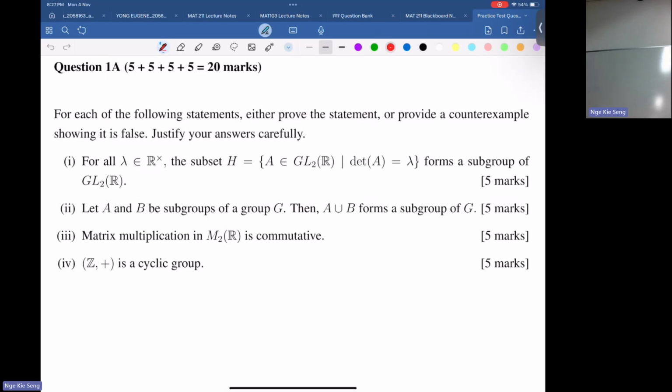Okay, anyway, first, when you read this question, make sure you understand what the question is asking. Okay, Jasmine, do you know what the first question is asking? What do you need to prove here? What do you need to decide? Something you prove or falsify.